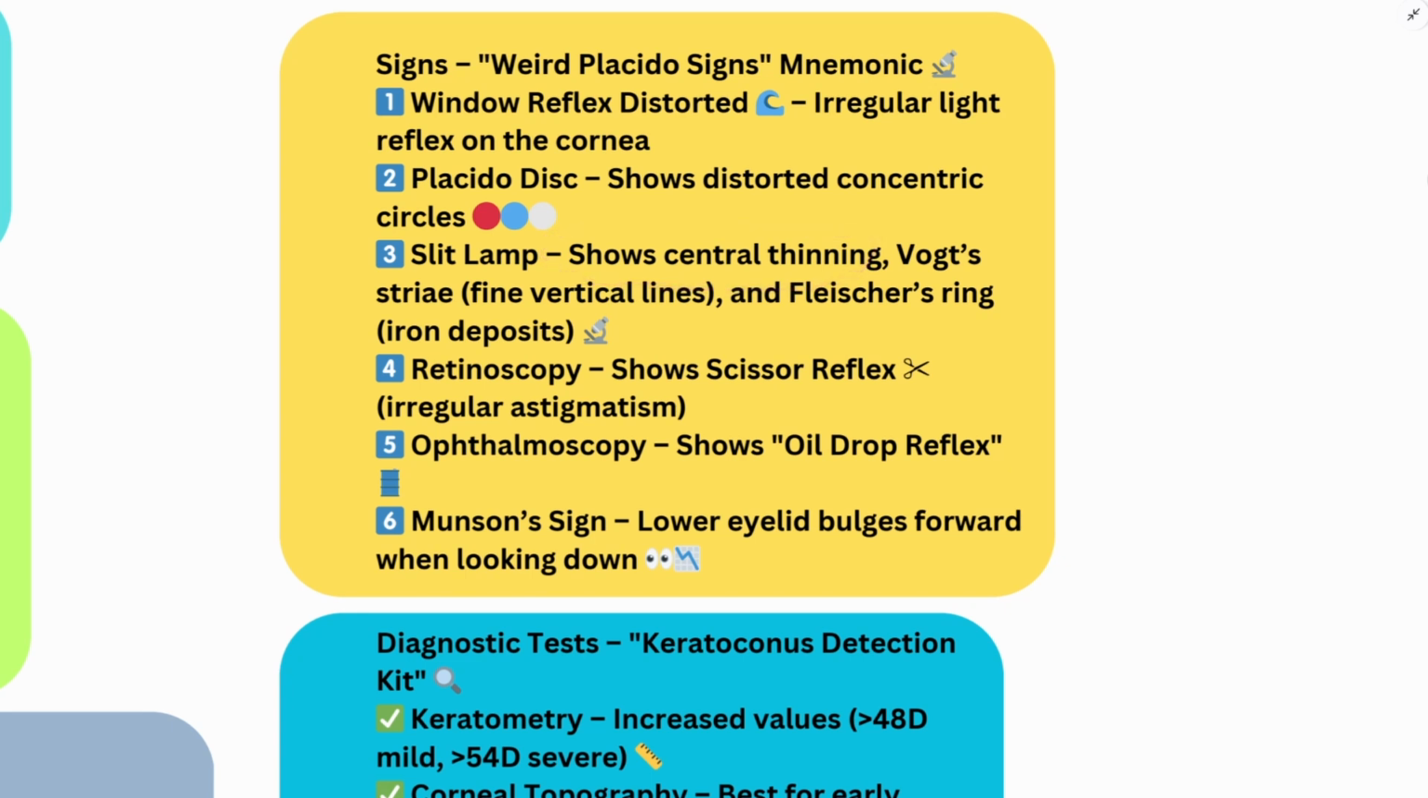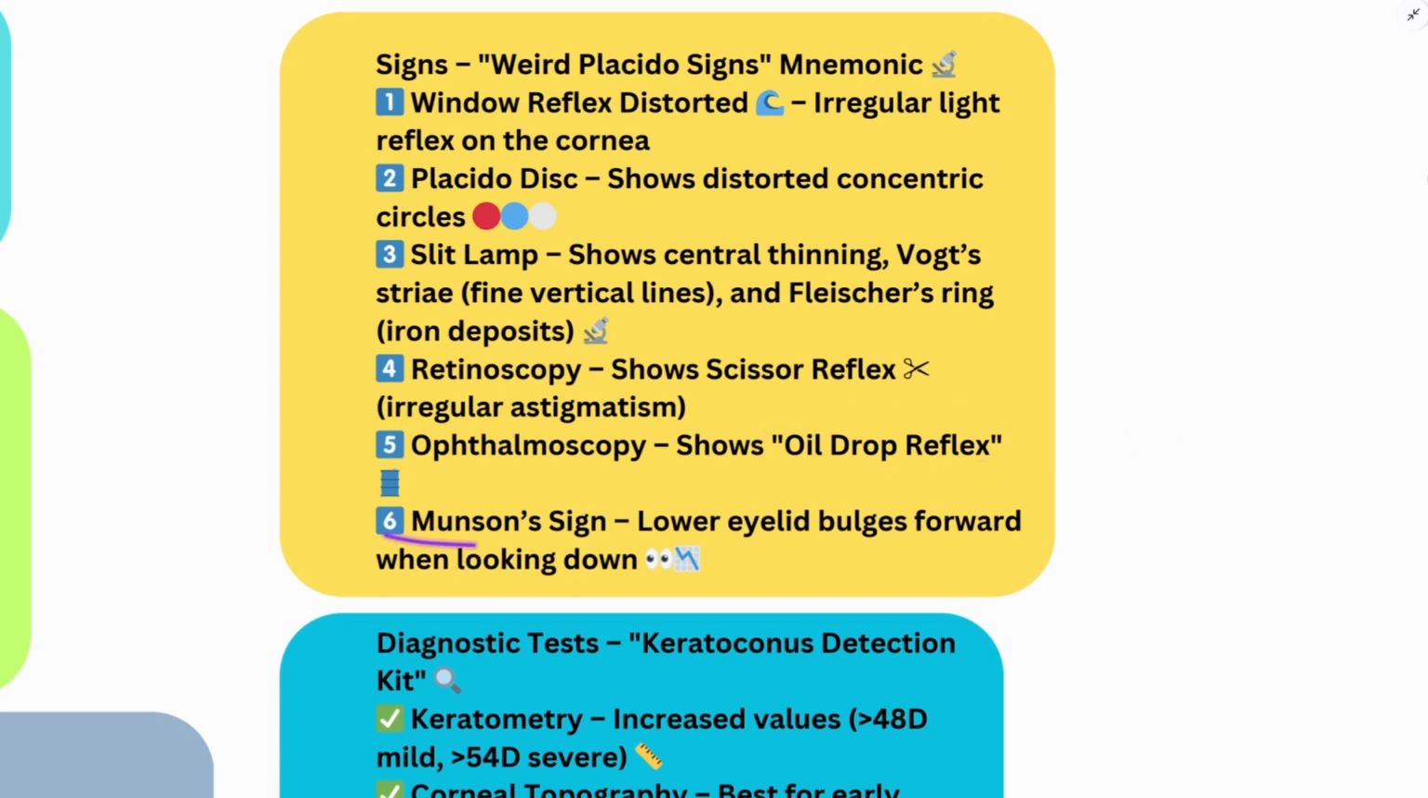And the fourth one is retinoscopy, which shows scissor reflex due to irregular astigmatism. And ophthalmoscopy will show oil drop reflex. So if this is the cornea, you will see an oil drop kind of reflex.